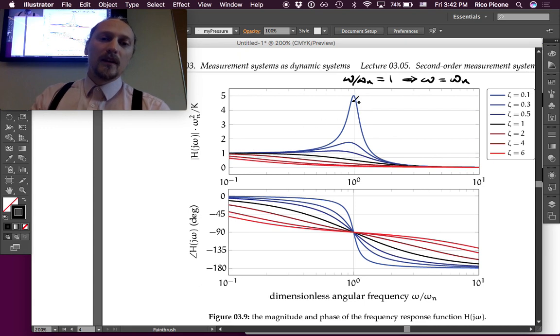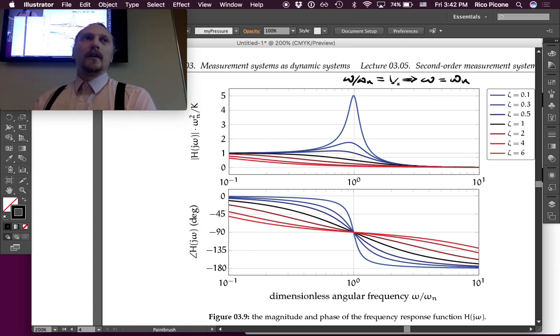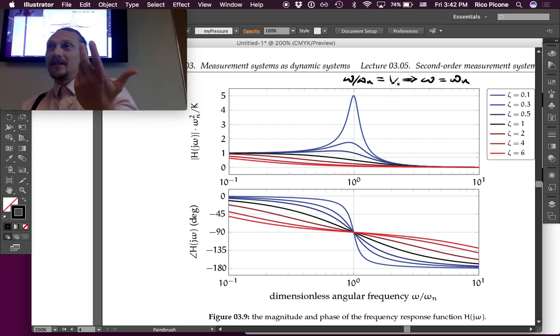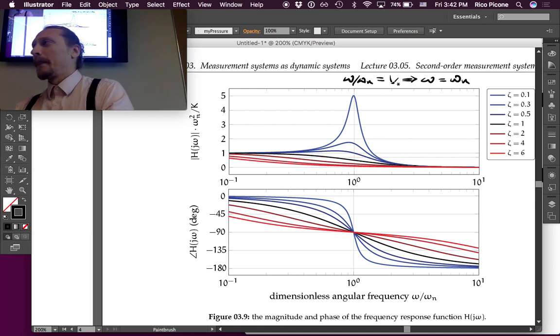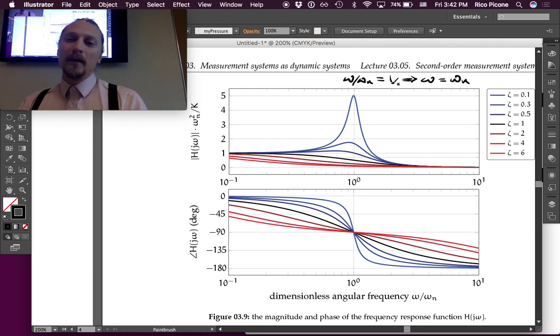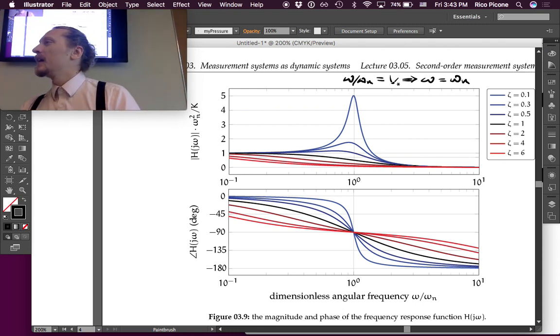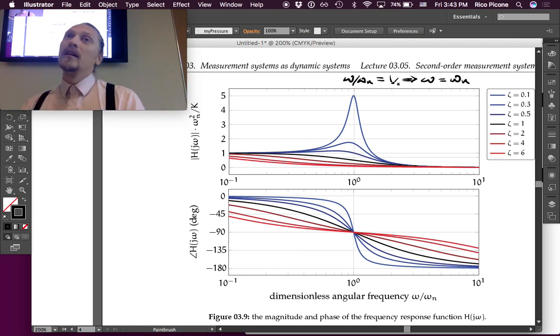So that's what this ratio shows. Like this goes up to 5. So at zeta equal 0.1, the output amplitude is 5 times the input amplitude. And that's this resonance phenomenon that we're seeing. And that's pretty cool, right? We can see where it happens and how catastrophic it would be if we excited the system at that frequency.